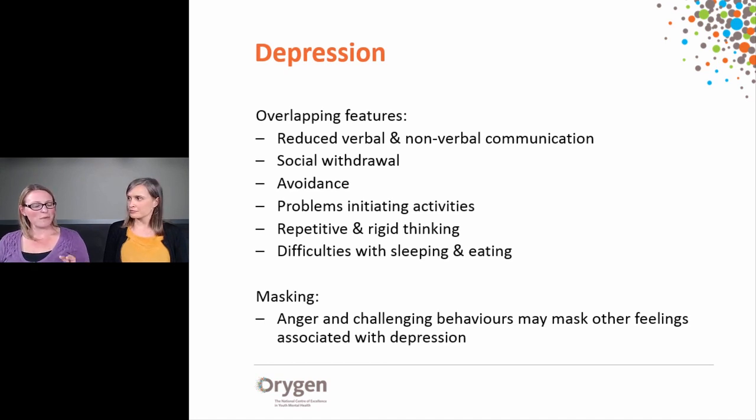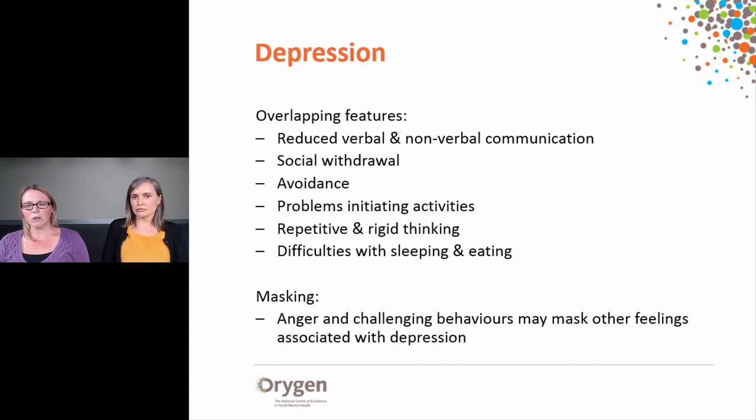In both depression and autism spectrum disorders, we do see a tendency to have repetitive and rigid thinking patterns, and particularly with people who are very depressed, their thinking styles can be very black or white. Their negative automatic thoughts can look very black or white or very rigid and can be hard to shift. So again, it can be tricky to differentiate what's what. And in both disorders, we see difficulties with sleeping and eating.